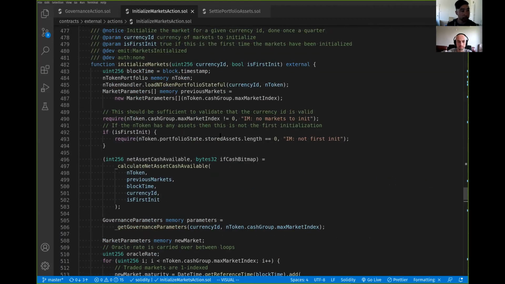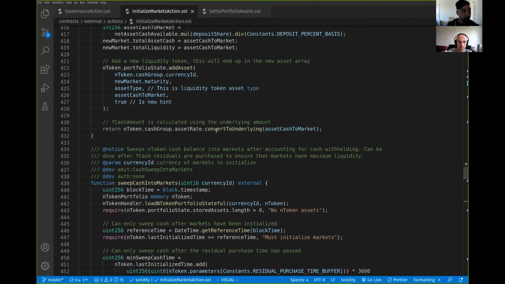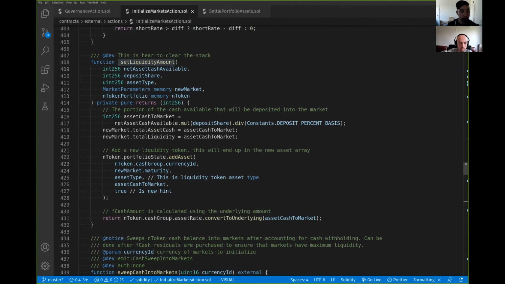So looking at this method, we see it's fairly straightforward. It's simply getting the proportion of the total cash available, setting that as the total asset cash, total liquidity, and adding the appropriate liquidity token into the end token portfolio.